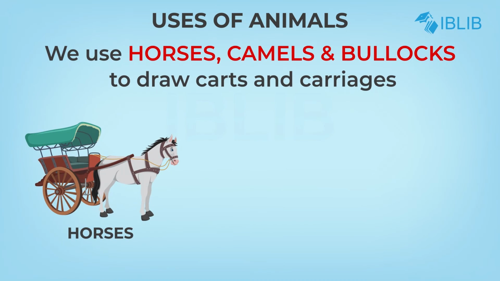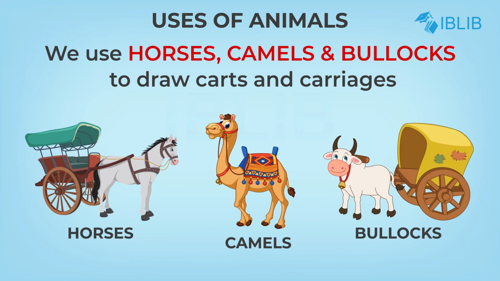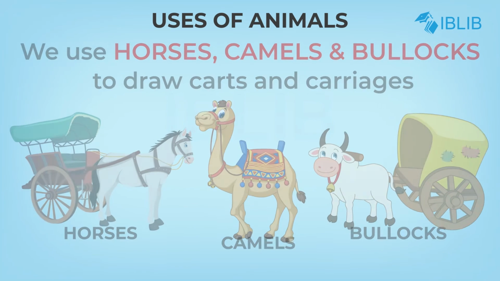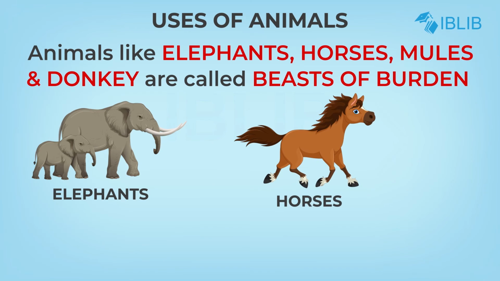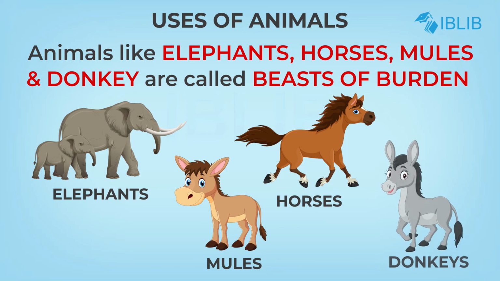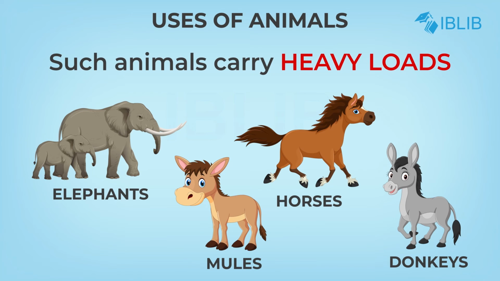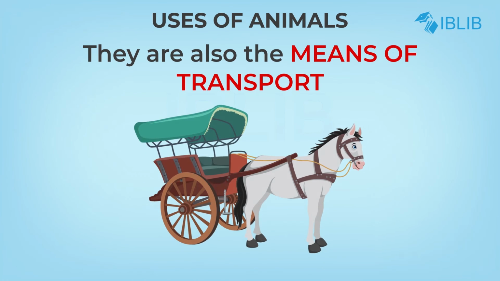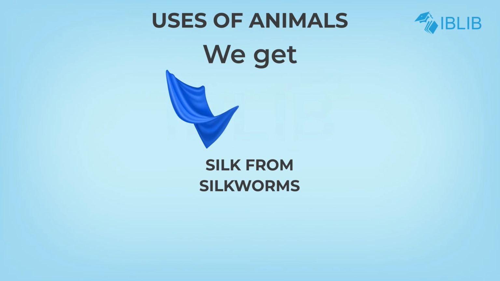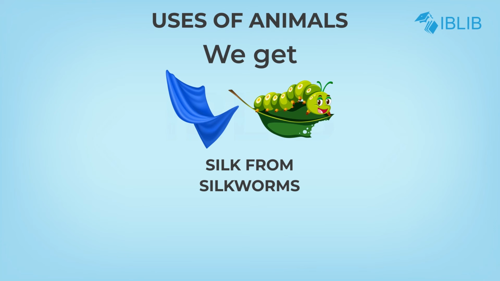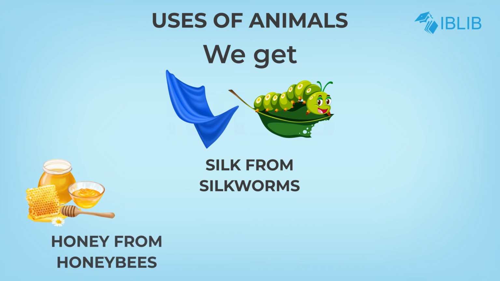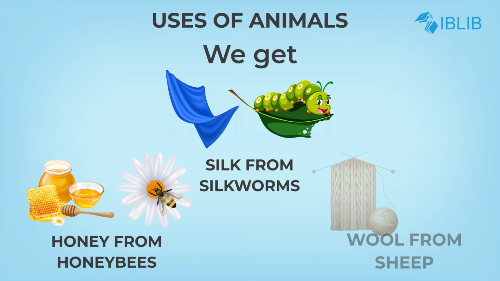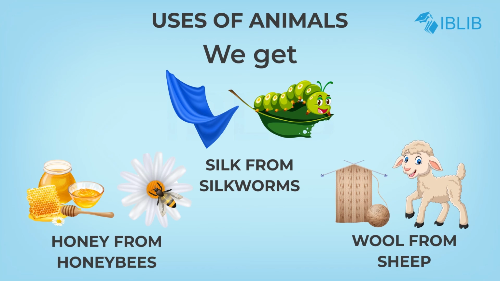We use horses, camels, bullocks to draw the carts and carriages. Animals like elephants, horses, mules, donkeys are called beasts of burden. Such animals carry heavy loads. These animals are also the means of transport. We get silk from the silkworms and lac from the lacworms, honey from honeybees, wool from sheep.